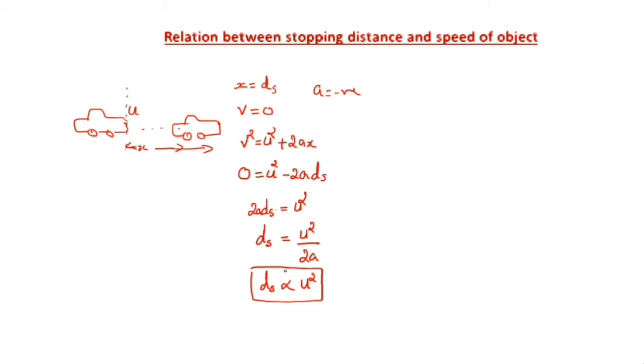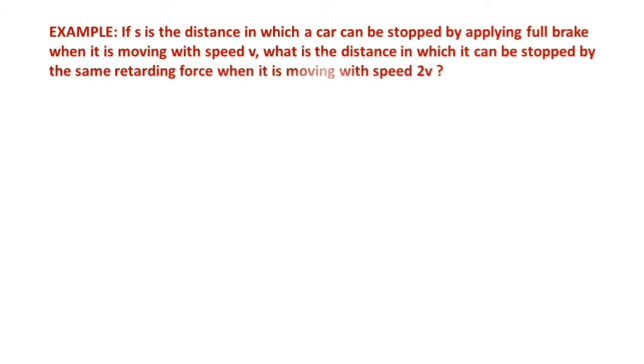Now let's do an example question. If s is the distance in which a car can be stopped by applying full brake, and full brake means definitely the person is applying a constant force, when it is moving with a speed v, what is the distance in which it can be stopped by the same retarding force when it is moving with a speed 2v? We can use the formula here. What is the stopping distance formula? d_s is directly proportional to the square of the initial speed.